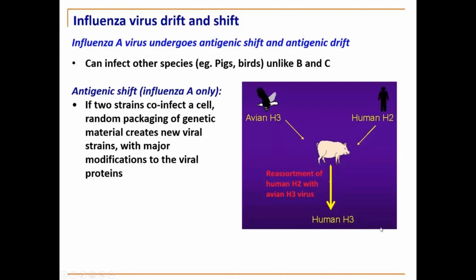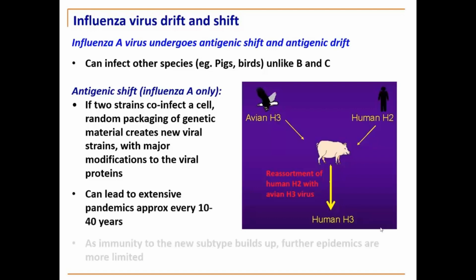So huge modifications can potentially go on, to which we have very little immunity because we haven't seen those viral proteins before. And of course, that can therefore go on to lead to extensive pandemics about every 10 to 40 years. But of course, as that immunity starts to build to that new subtype, further epidemics and pandemics are more limited.